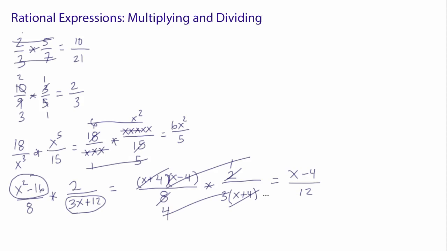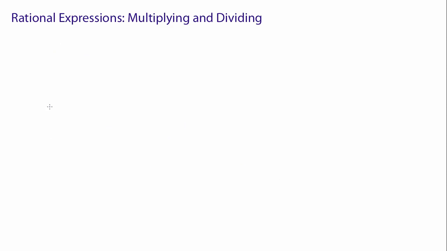The big pitfall for rational expressions, when you multiply these rational expressions, is the factoring part. All right, let's try a division problem now.